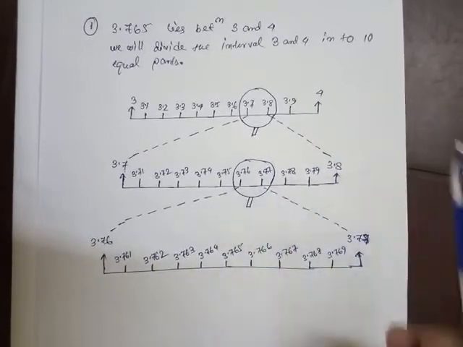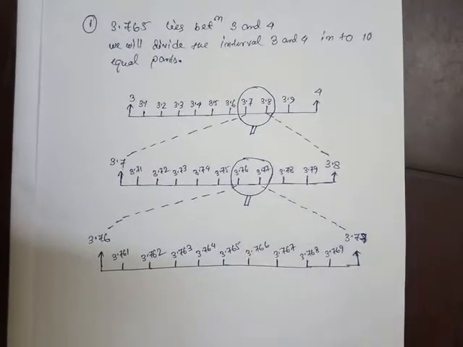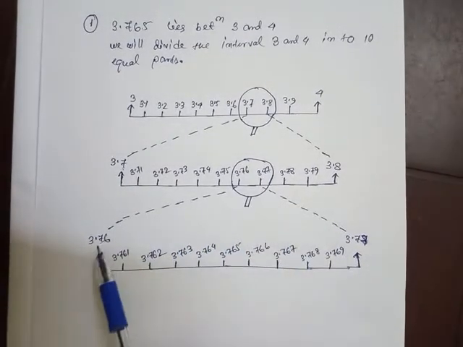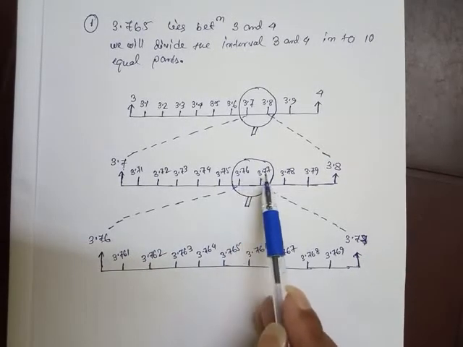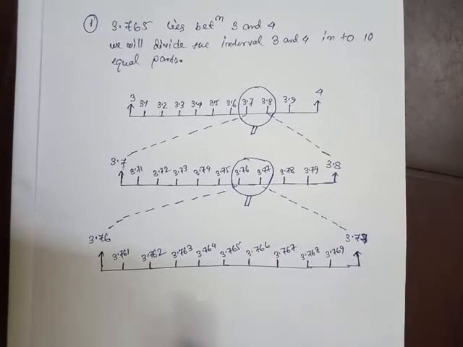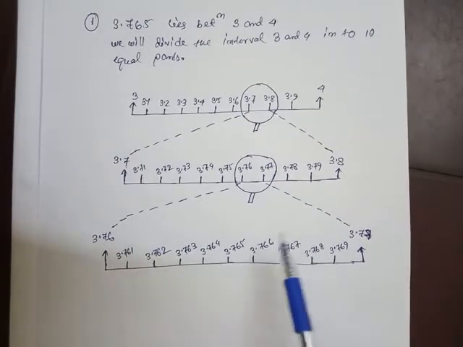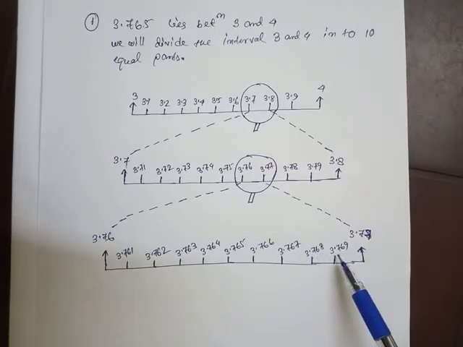Look, now 3.76 and 3.77 we have done the magnification here, and after that I have given the dotted line here, 3.76 and 3.77. In between these two there are 10 equal parts, which means 3.761, 3.762, 3.763, 3.764, 3.765, 3.766, 3.767, 3.768, and 3.769, then 3.77.